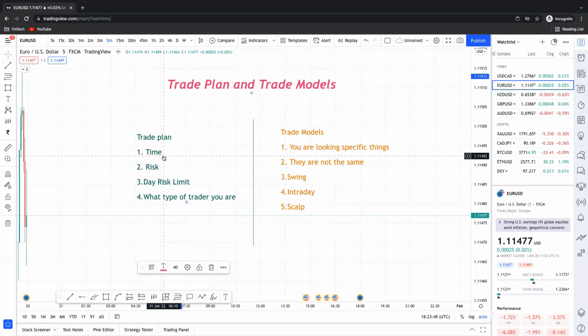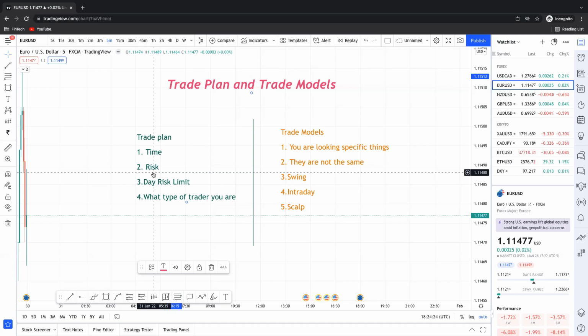So the first thing is the time of entry, then the risk. Let's say you're taking 0.5% risk or 1% risk, or 2% risk if you have a small account, per trade. And your daily risk limit, let's say 2 trades. For example, you're taking 1% risk per trade, and if you lose 2 trades in a day, or 3 trades in a day, you're going to close the machine, do all your other stuff, and come back with a fresh mind tomorrow. It will determine your success.